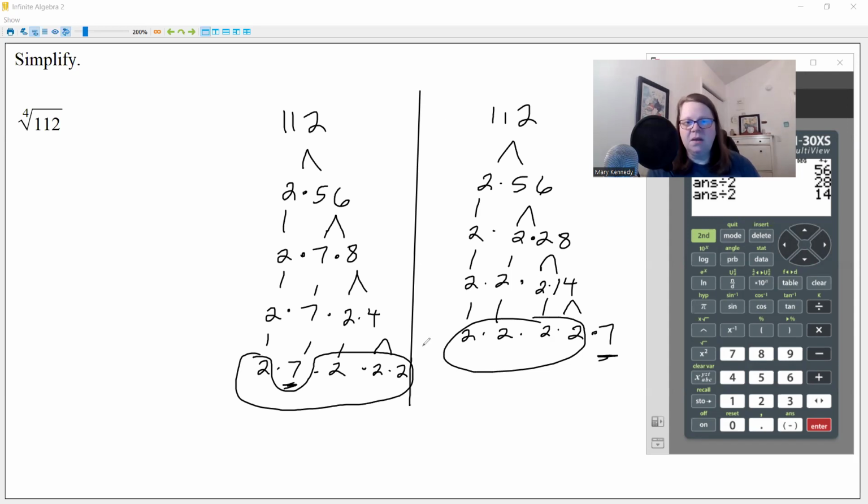So either way, you're going to write one of the numbers to represent that group of 4. We had 4 2s, so I'm going to write a 2 to represent the group, and then times the fourth root of whatever's left, and that's the 7. And so 2 times the fourth root of 7 is the simplified version of the fourth root of 112.